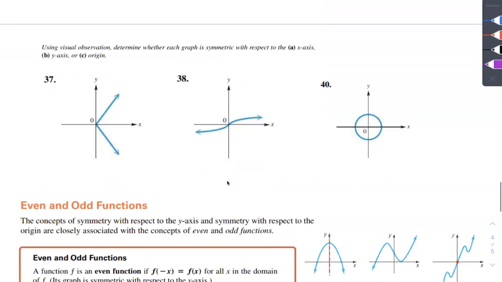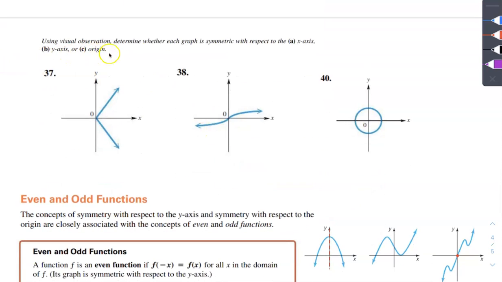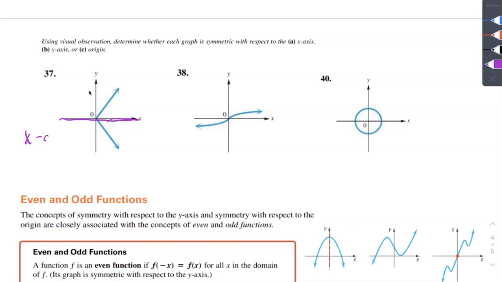Okay. So using visual observation, determine whether each of these graphs is symmetric with respect to the x-axis, the y-axis, or origin. So look at this one, right? How could you fold it in half? I could fold it in half across here. So across the x-axis. So I guess A. This one's, you know, see how it kind of copies itself? This one's with respect to the origin.